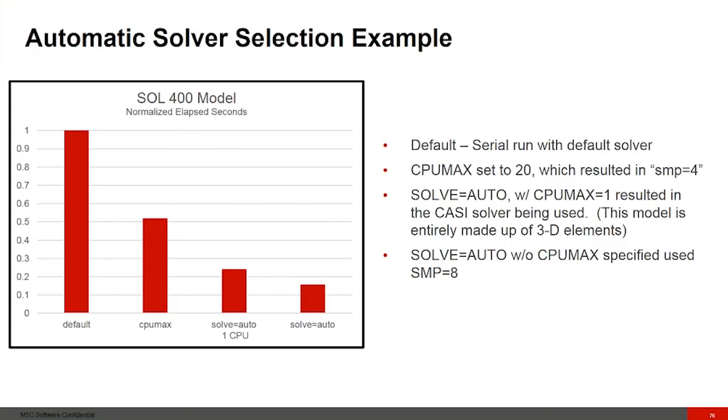Using the default, which did the serial runs with the default solver, this is the normalized plot that you can see. Then we defined the CPU max set to 20, and this resulted in using SMP equal to 4. Then we used solve equals auto with CPU max equal to 1, and it resulted in the CASI solver. This model was made up of all solid elements. That's why it selected CASI. And then you can see the best performance was just using solve equal auto without the CPU max specified. And this time it used SMP 8.